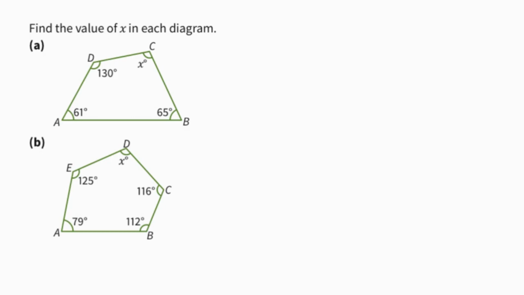And so for part A, all we have to do is simply, x is simply then 360 minus my 65 minus my 61 and minus the 130. So this is x. I just need to minus away these 3 angles since they add up to 360.